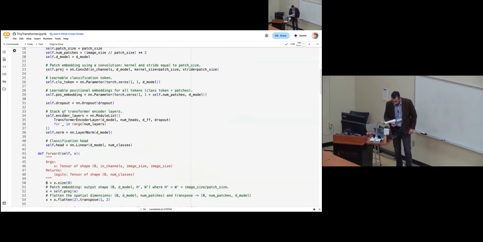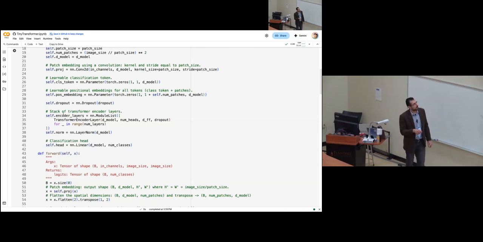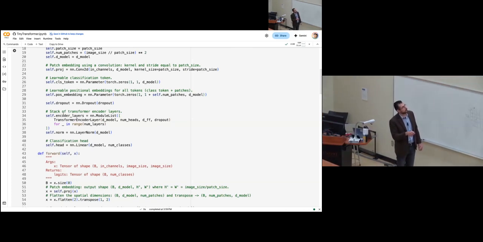And now all we need to do is to create some encoder layers, because ViT doesn't have a decoder. It's simply a bunch of encoder layers. So I have a transformer encoder layer. The D model is the input and the number of heads. We talked about DFF, which is the size of the hidden layer of the MLP, and I have my dropout.